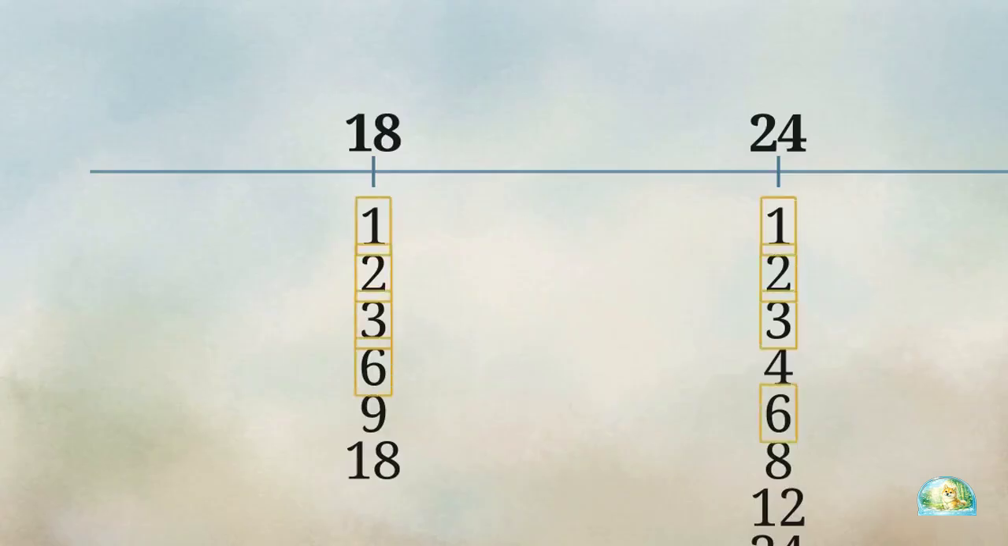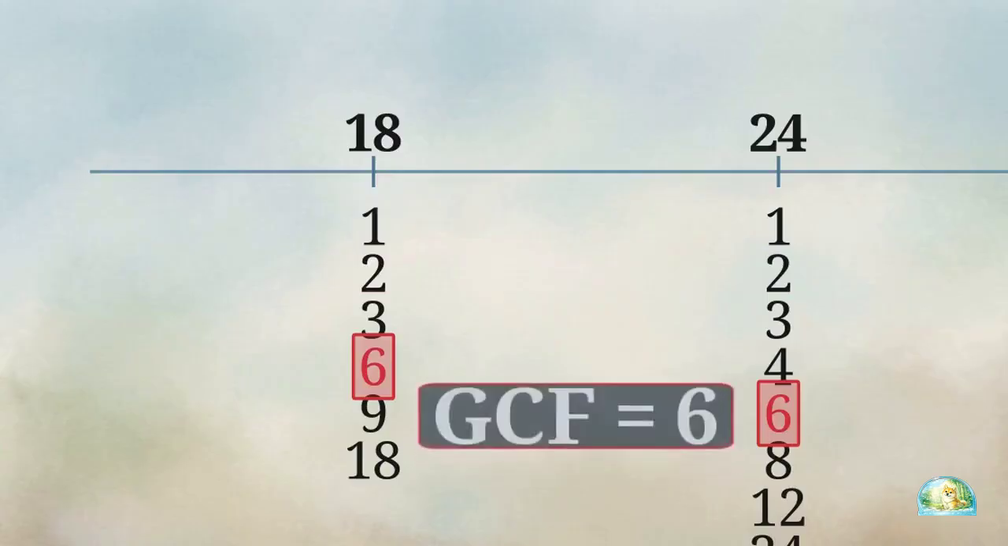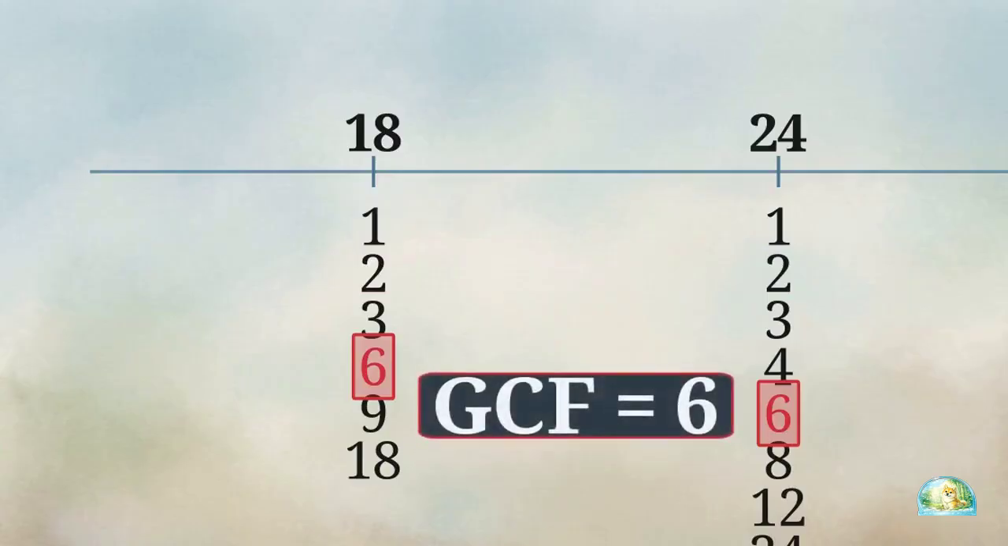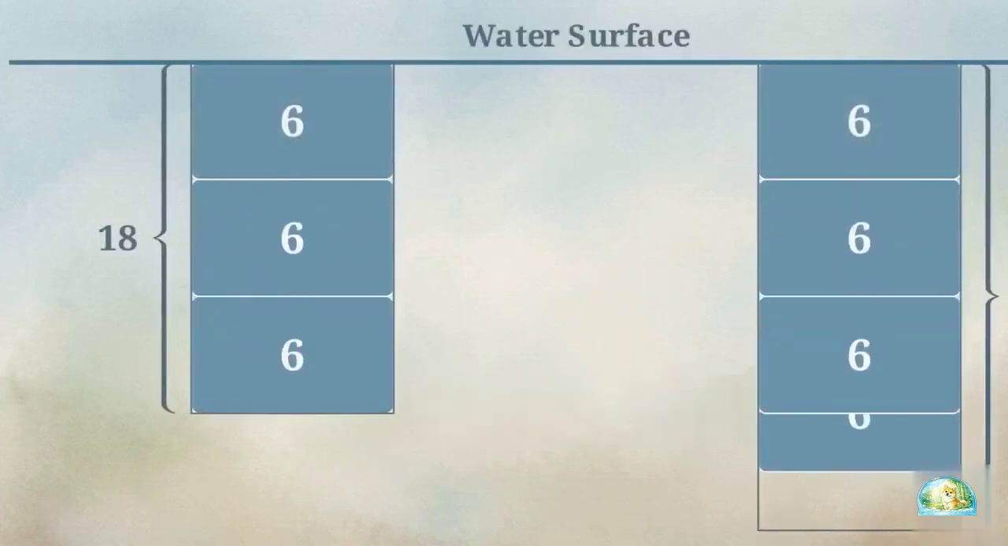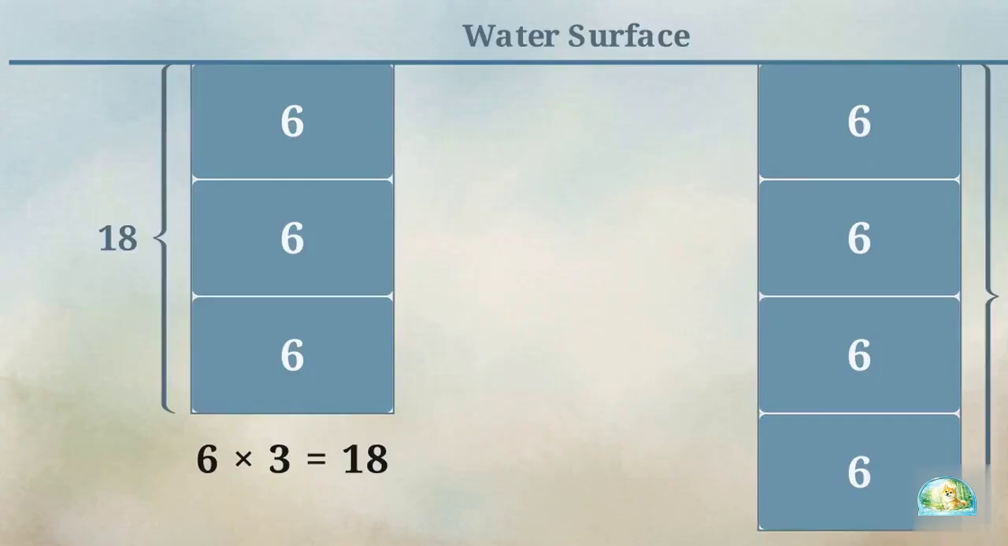When we compare the lists, we can see which building blocks they share. Both 18 and 24 are built using 1, 2, 3, and 6. The largest of these shared blocks is 6. That means the greatest common factor of these two numbers is 6. The GCF is the most substantial single part that both numbers have in common. It is the largest measure that fits perfectly into both.